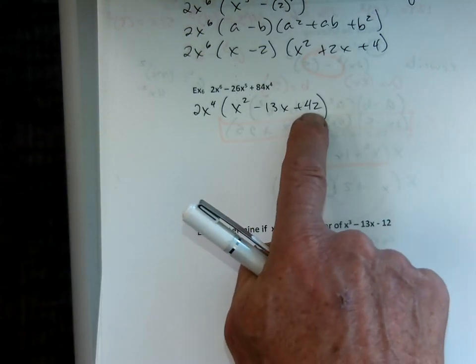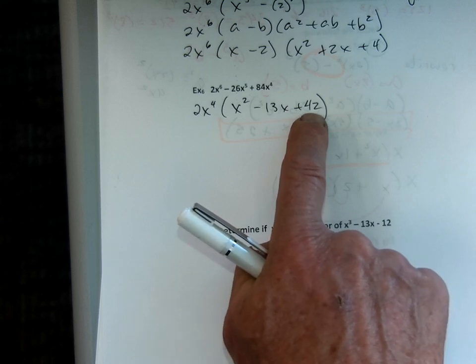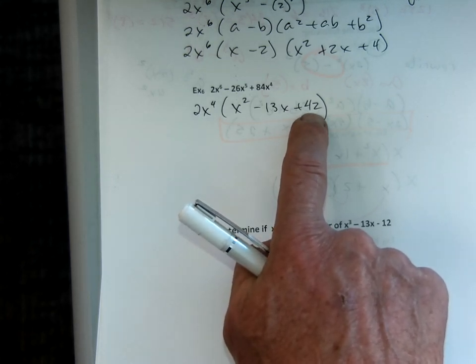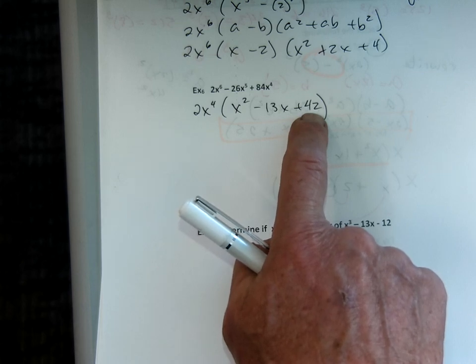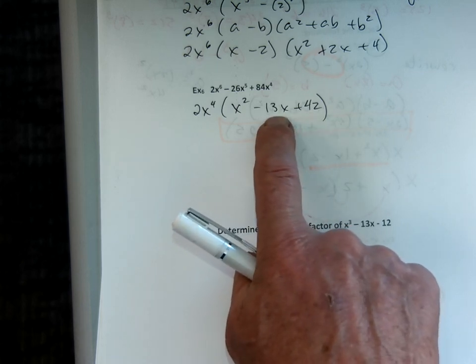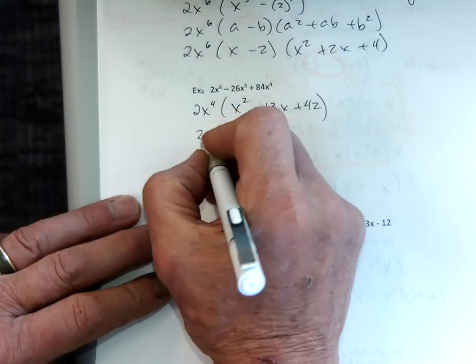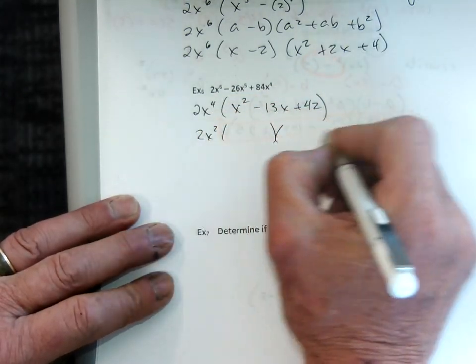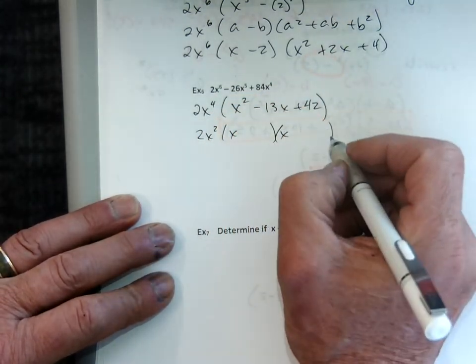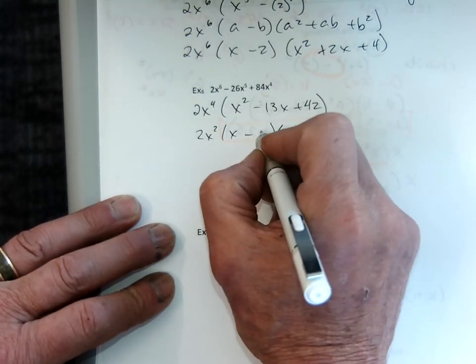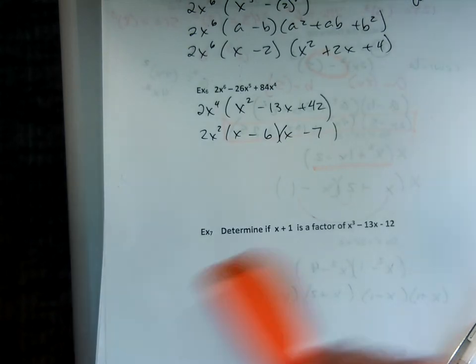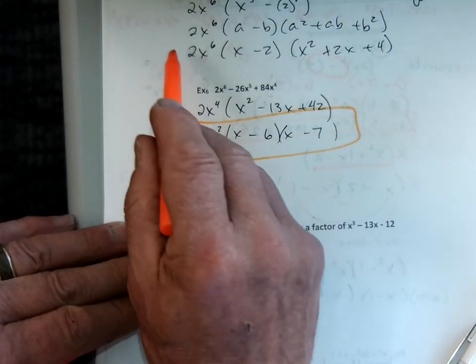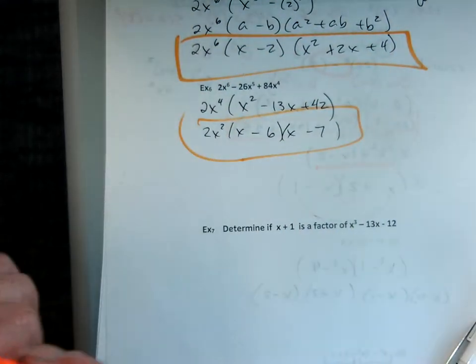So what times what makes 42? I hear it. 6 and 7. What's 6 plus 7? 13. So I think this will work, right? x times x minus 6 times x minus 7. That was really easy.